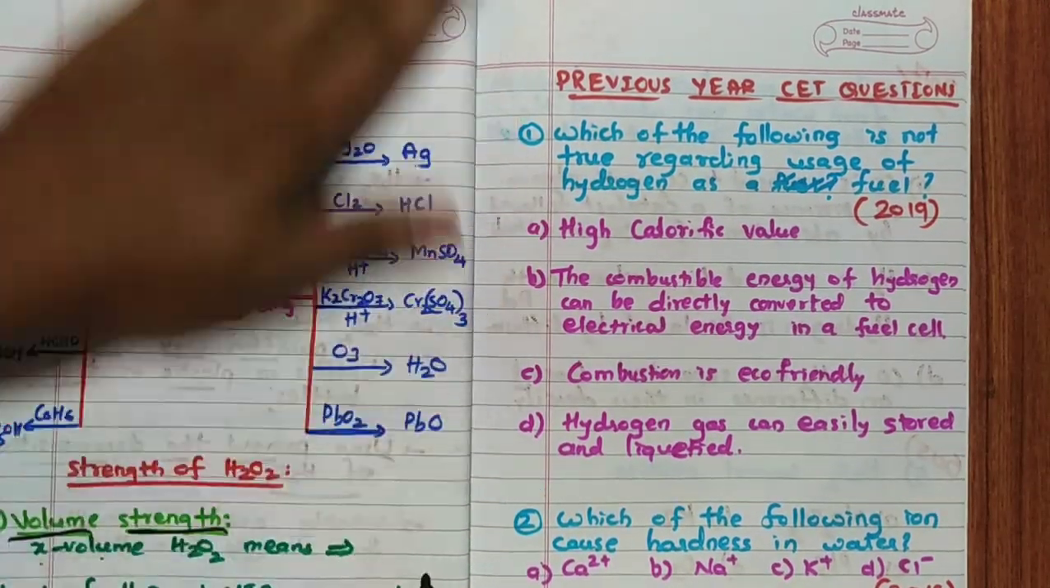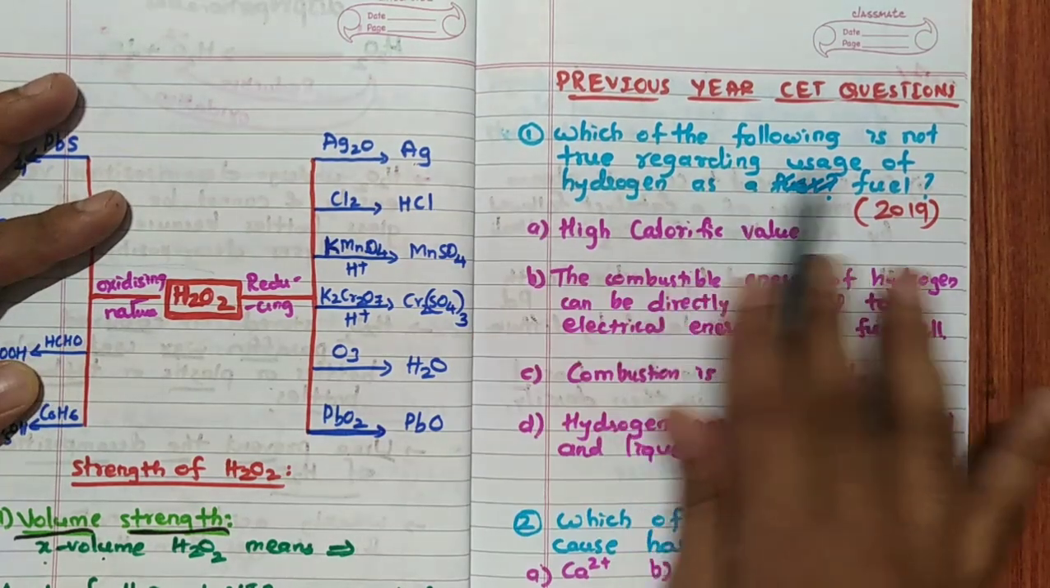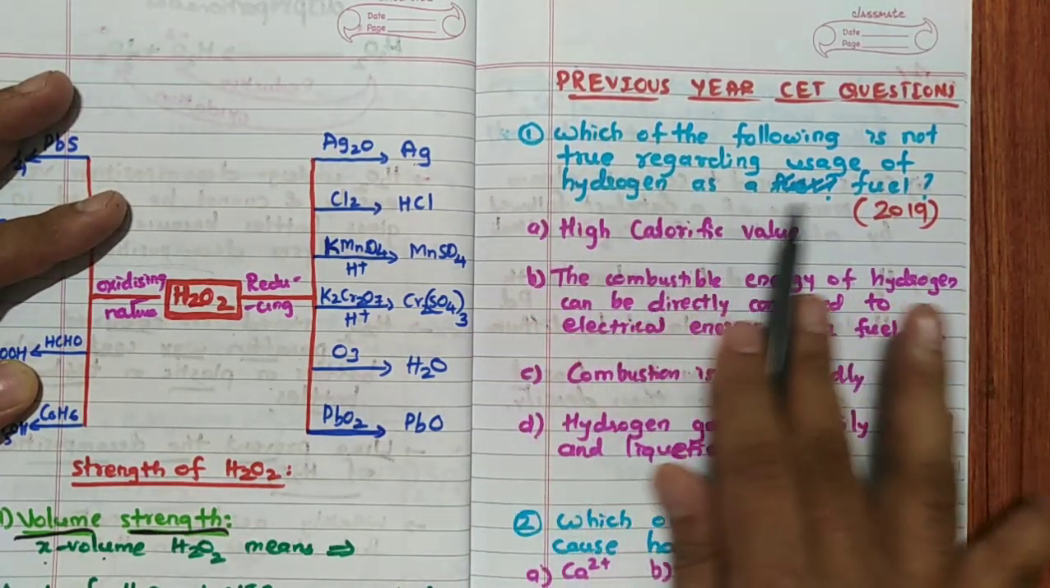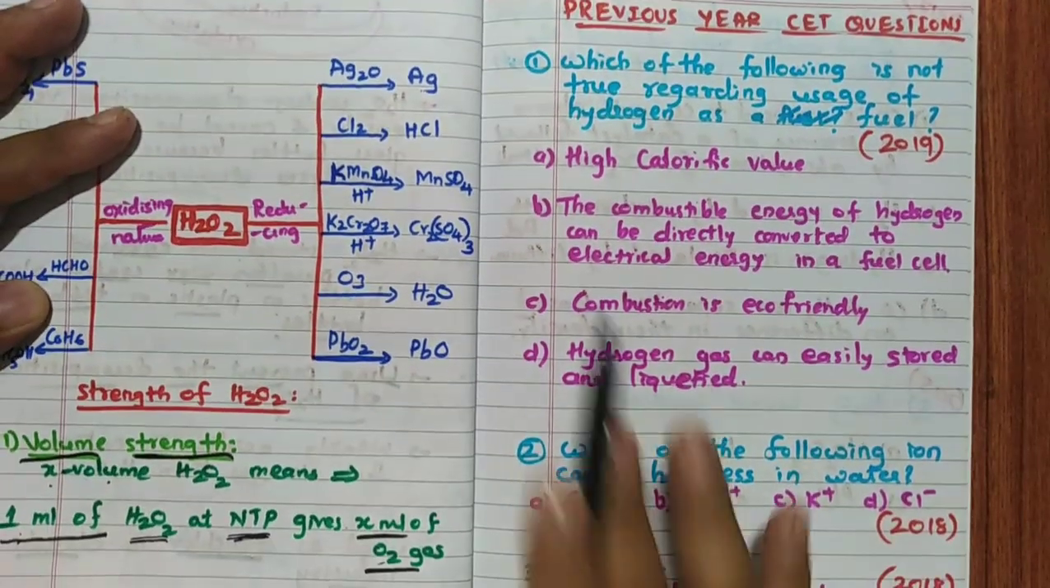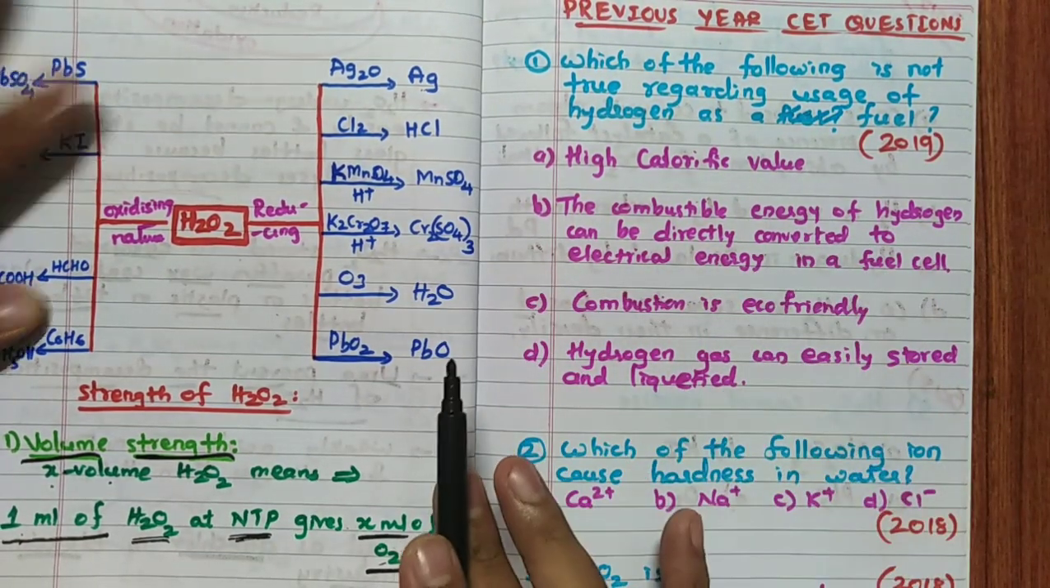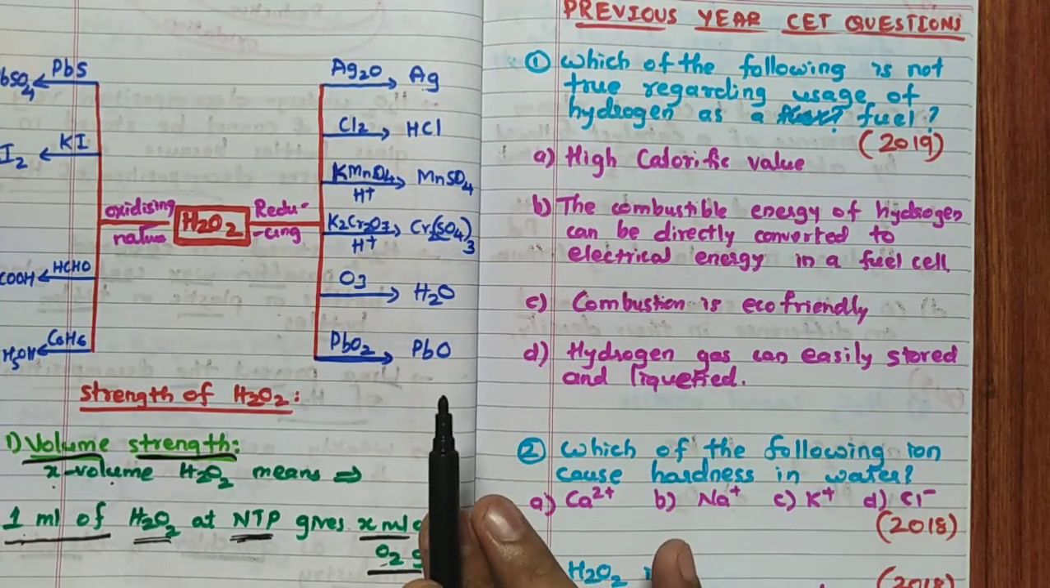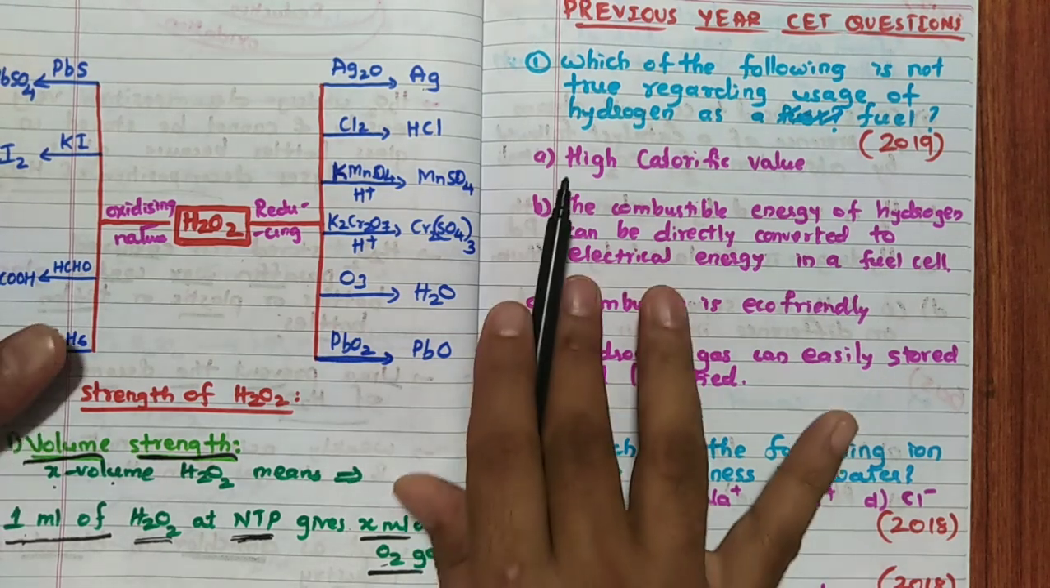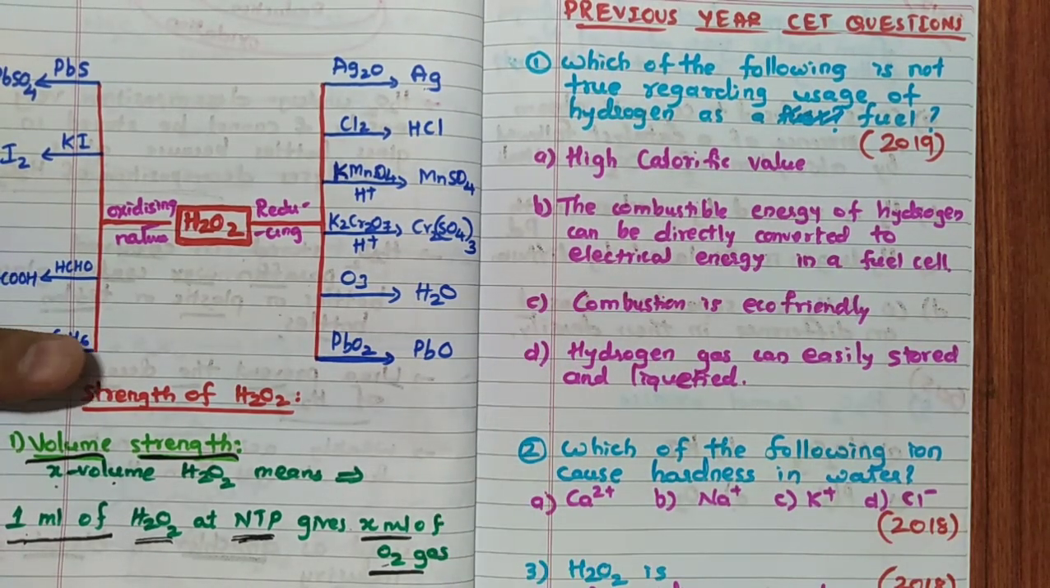Very simple question. 2019 asked question. Which of the following is not true regarding usage of hydrogen as a fuel? See, high calorific value, definitely. Calorific value will indicate the strength of the fuel. Remember that. So high calorific value, definitely it will be there. Fuel means it should be there.